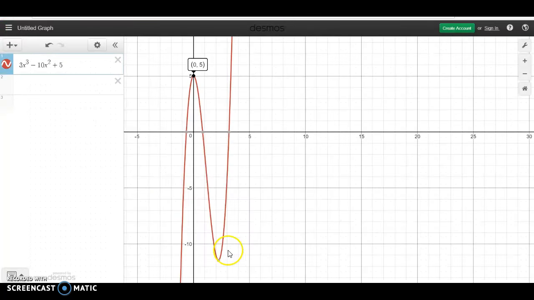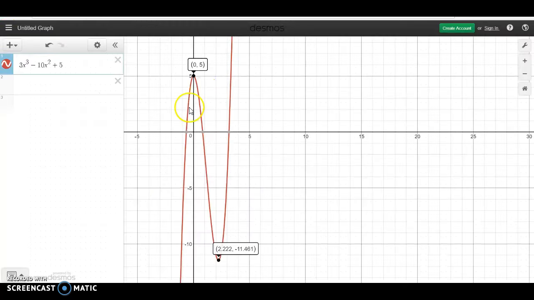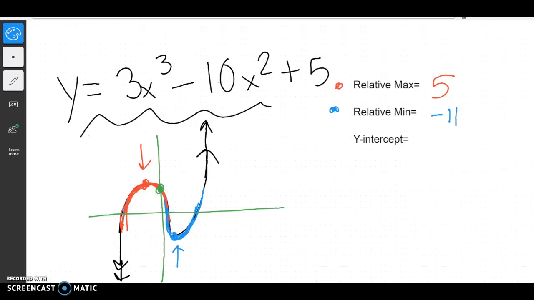If we go back, our min looks to be this point right here, and again it's the y value, so it looks like it's about -11. Our y-intercept is where it crosses the y-axis, which for us is the same point as our max, so that would be 5 again.